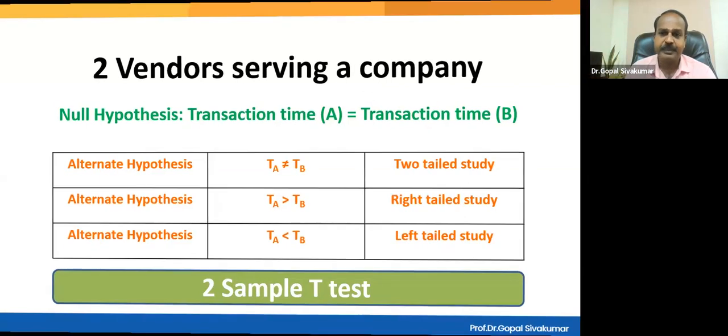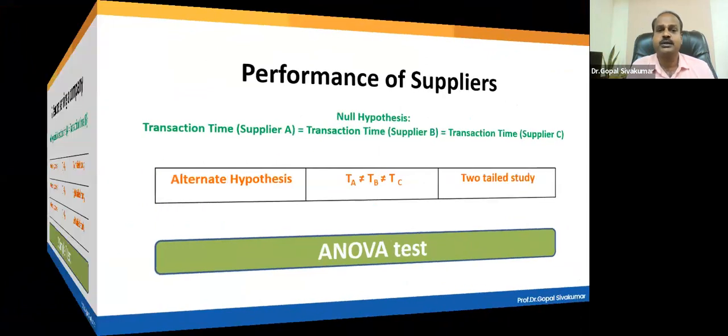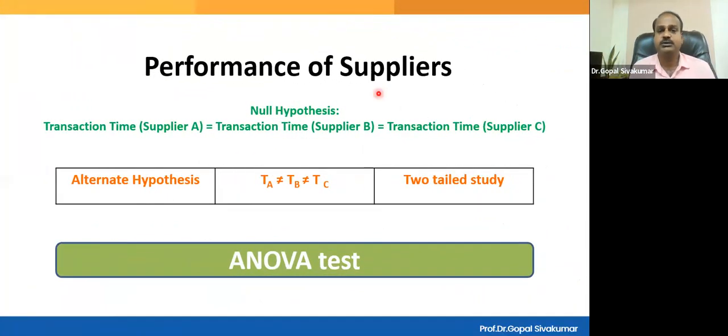But at a time, if you want to compare more than two groups or more than two products or more than two suppliers, more than two machines, 3, 4, 5 or any number, the study is known as ANOVA. I have introduced 4 hypothesis testing. How many hypothesis testing? One sample g-test, one sample t-test, two sample t-test, and then ANOVA. What is the common thing you noticed? In all the hypothesis testing, data type is continuous. Have you seen that?